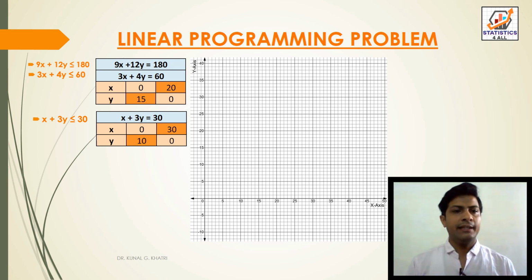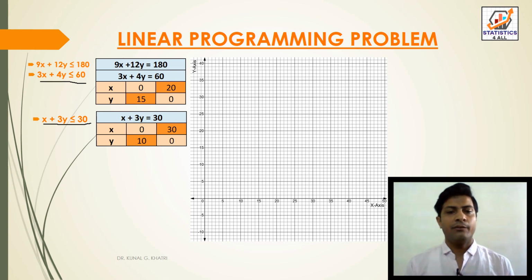This is the summary. 9x plus 12y less than or equal to 180 and 3x plus 4y less than or equal to 60. Putting x equal to 0, y is equal to 15, and putting y equal to 0, we have x equal to 20. The other constraint x plus 3y less than or equal to 30, we put x equal to 0, got y equal to 10, and put y equal to 0, we got x equal to 30. Now we will draw the graph.